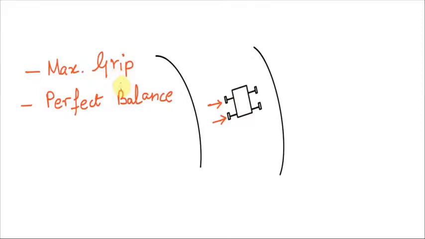the maximum grip between the tire surface and the road surface and the perfect balance of the vehicle so that we do not lose the stability of the vehicle. Well, there is a relationship between these two things, the maximum grip and the perfect balance. What is that relationship? We'll see that today in this video.